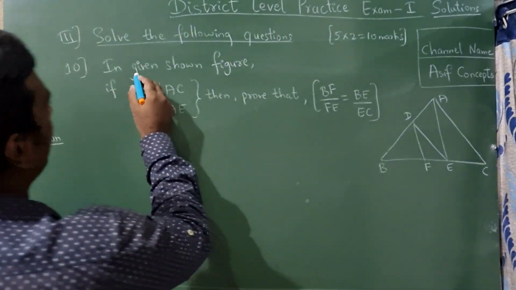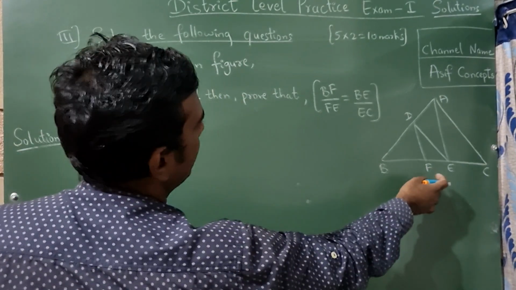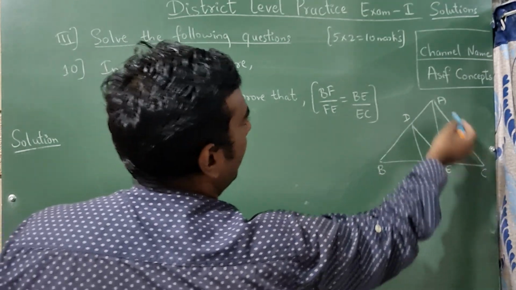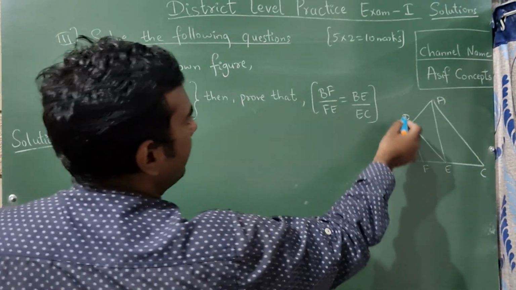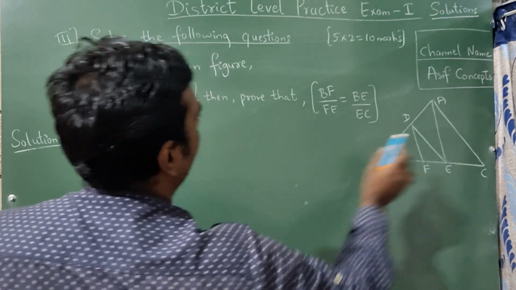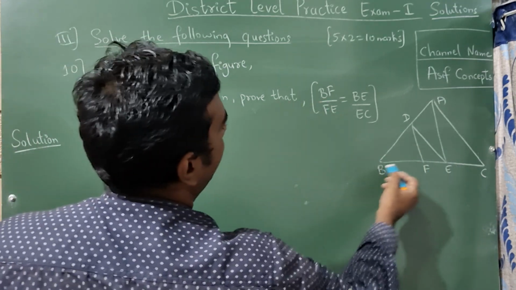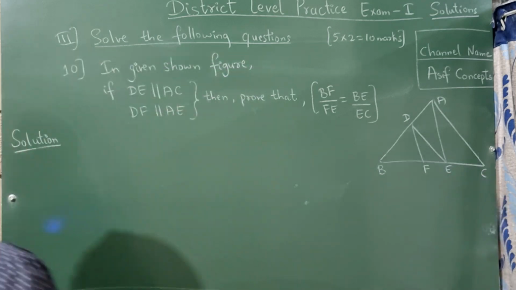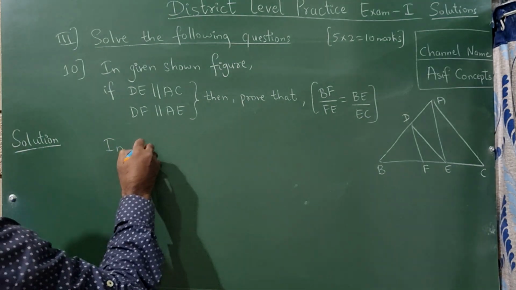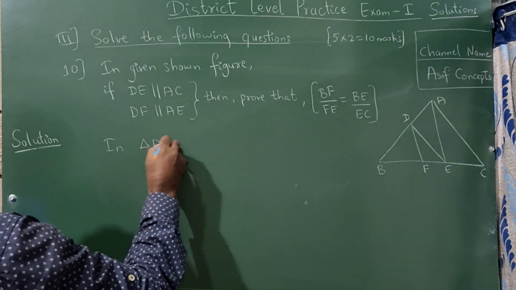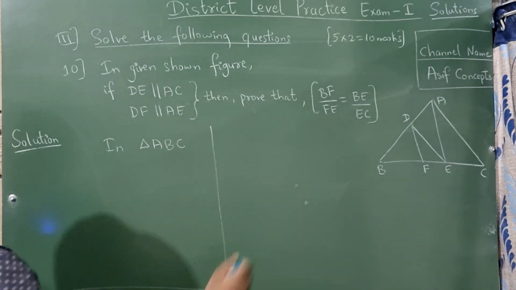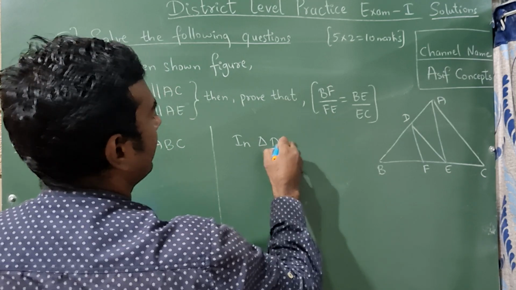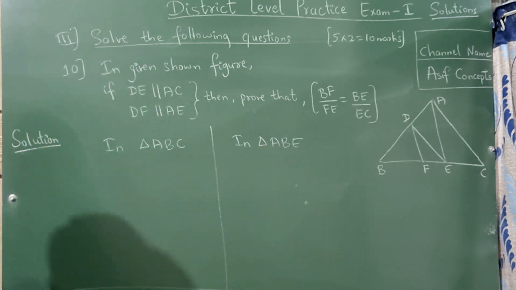Now 10th question is, in the given figure, if DE is parallel to AC, DF is parallel to AE, then prove that BF divided by FE is equal to BE divided by EC. Now I am going to consider two triangles. One is triangle ABC, another is triangle ABE. So I have considered two triangles.